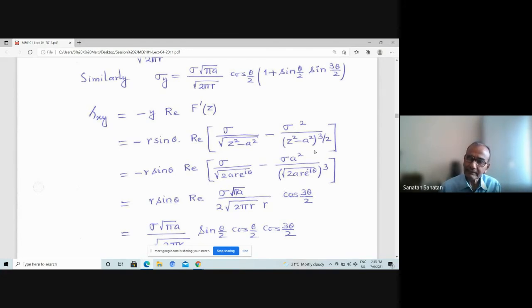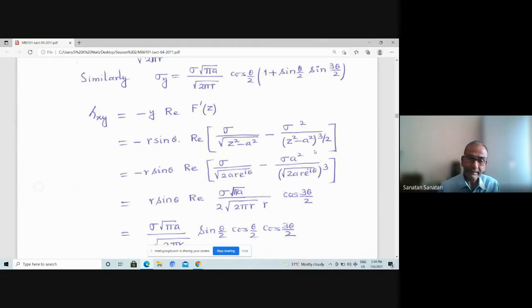Initially we were talking about the Airy stress function, then we talked about analytic functions, and then, writing the analytic functions and looking at the boundary conditions, we got that stress function in terms of sigma z by square root z square minus a square. Subsequently, when I plug in the value of that stress function in the expressions for sigma x, sigma y and tau xy, we got the value of the stresses around the crack tip as r tends to 0.